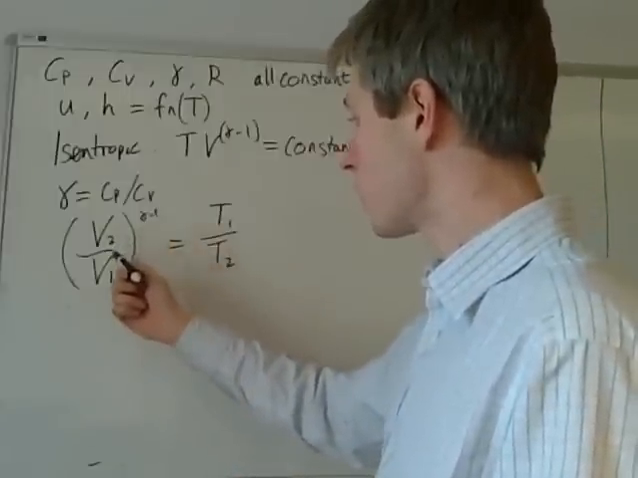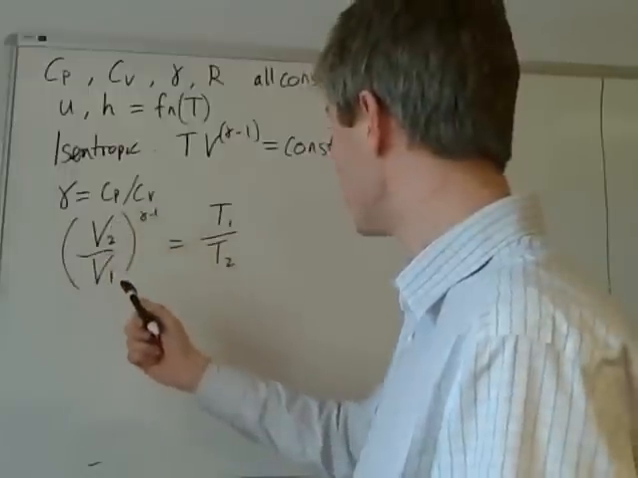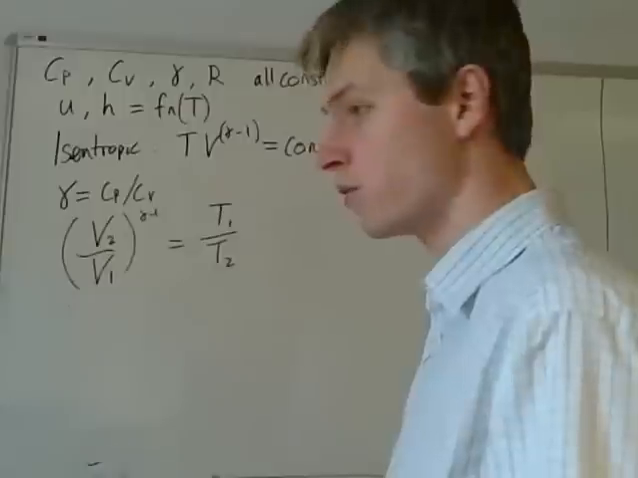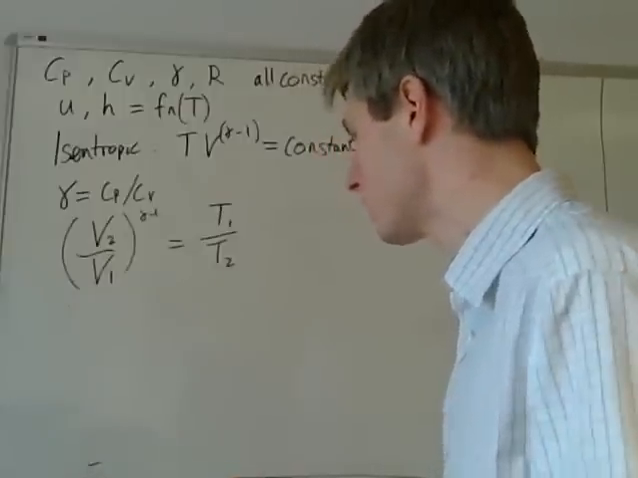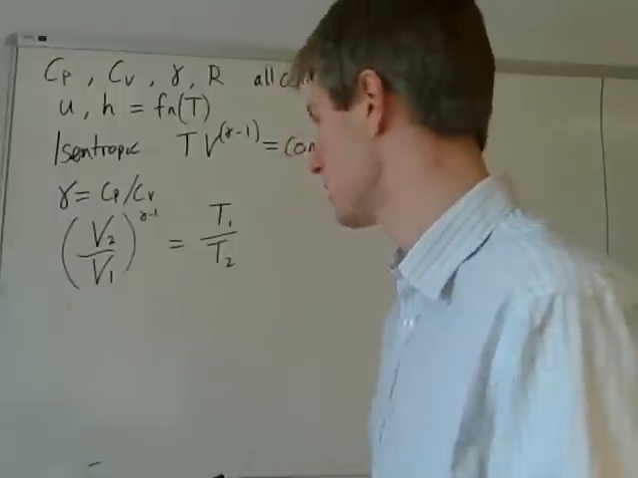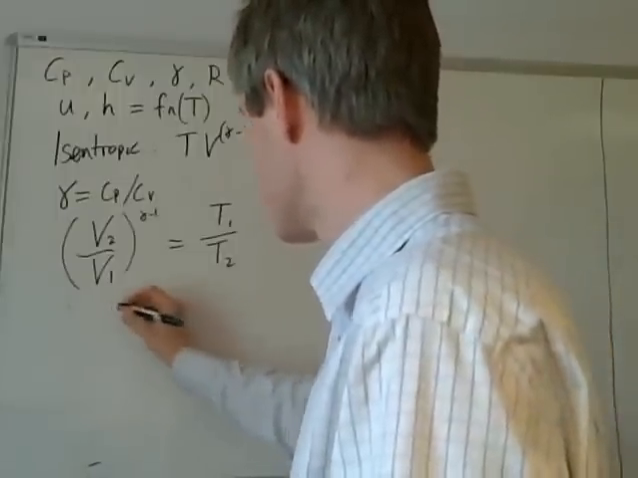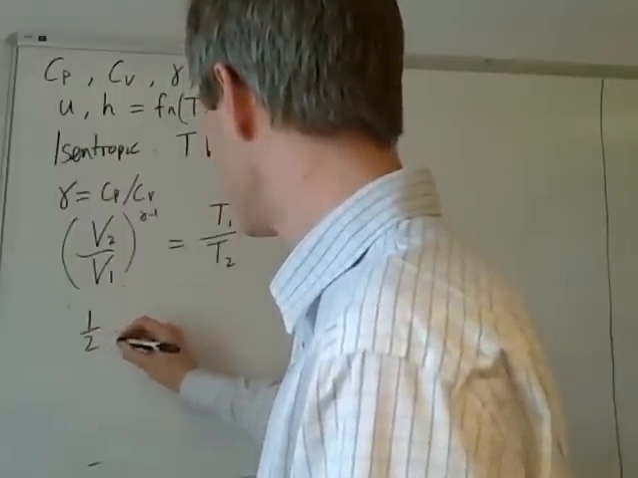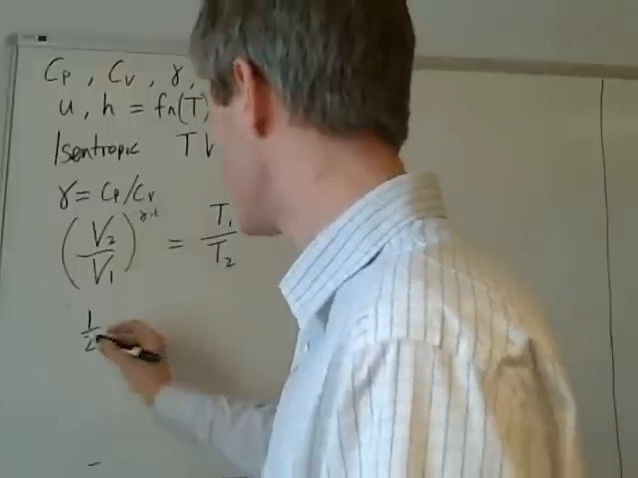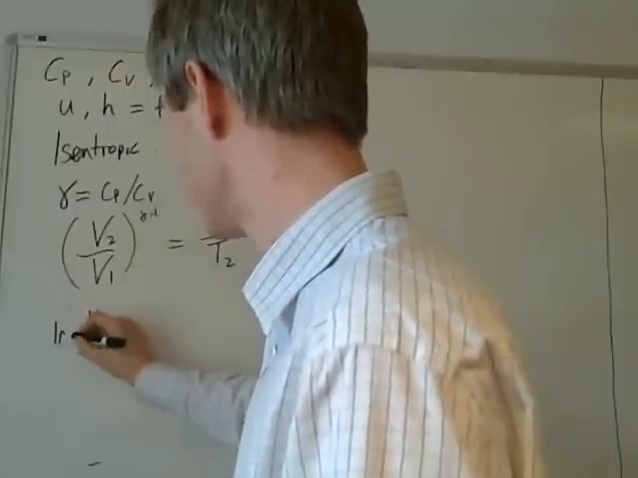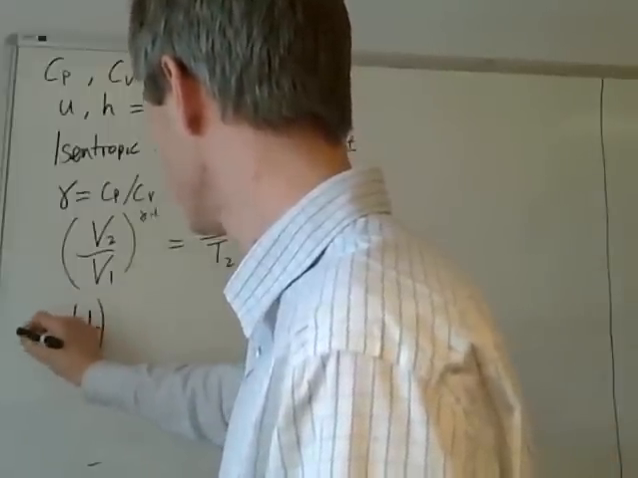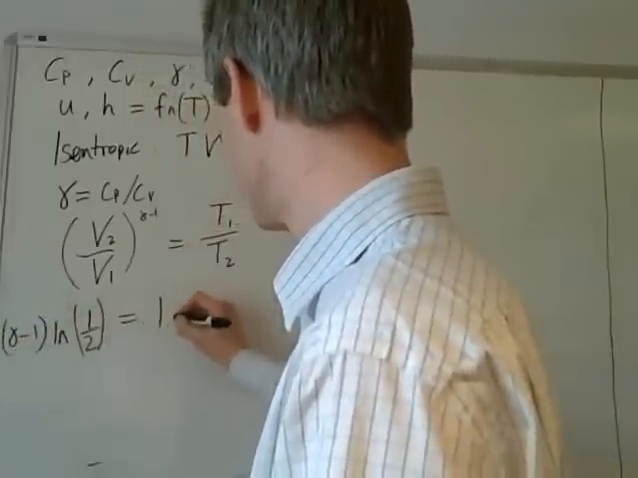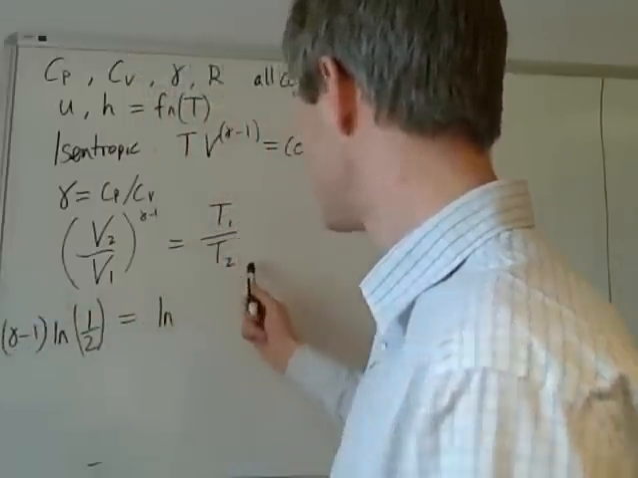Now we know that volume 2 is half volume 1. We also know that temperature 1 is 125 Celsius, temperature 2 is 250 Celsius. Okay, so this volume ratio is a half. And in order to get gamma minus 1, we're going to take the logarithm of that. And that's equal to the logarithm of this temperature ratio.